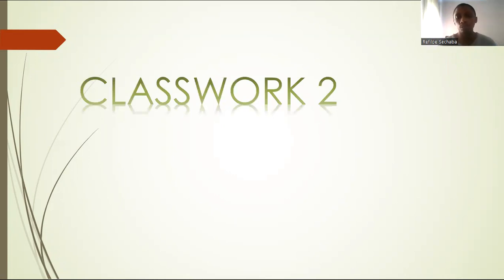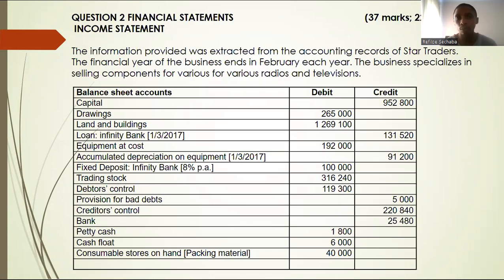It's not really the balance sheet, but it's the trial balance, obviously, with all the balances. The information provided was extracted from the accounting records of Star Traders. The financial year of the business ends in February of every year. This simply tells us that the financial year will start on the 1st of March of the previous year. Obviously, we're just going to change the years here.